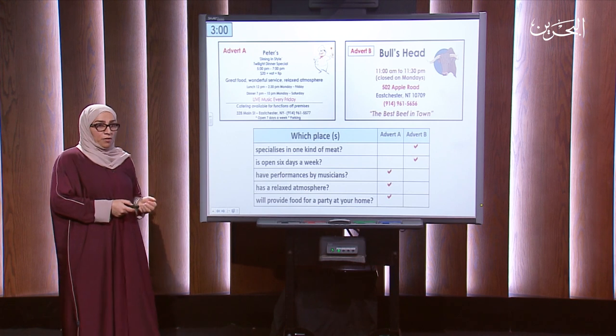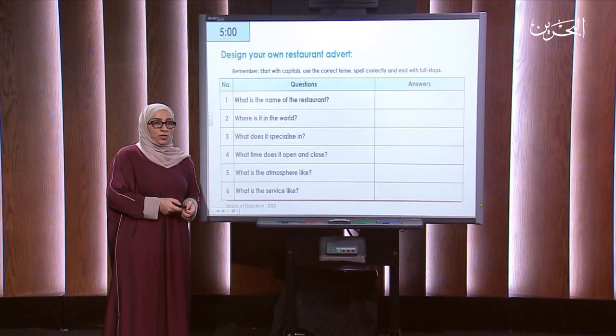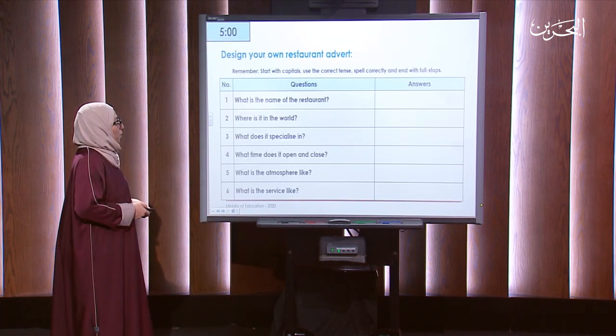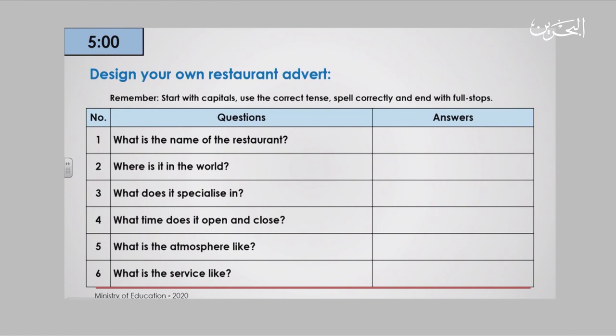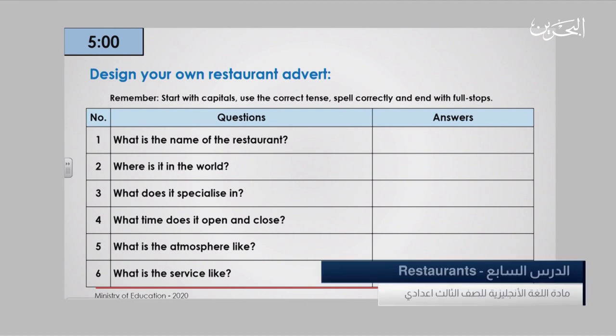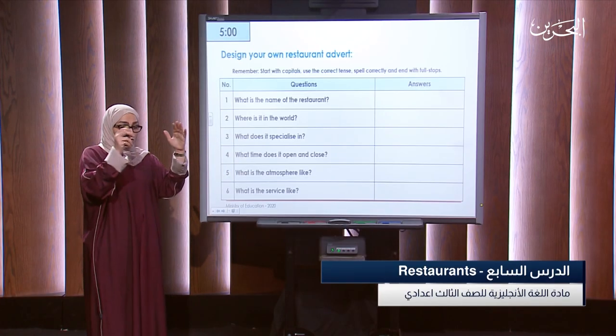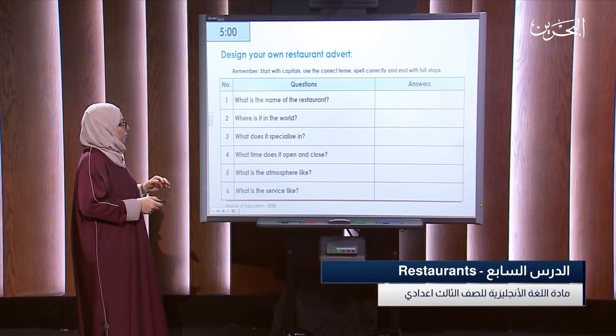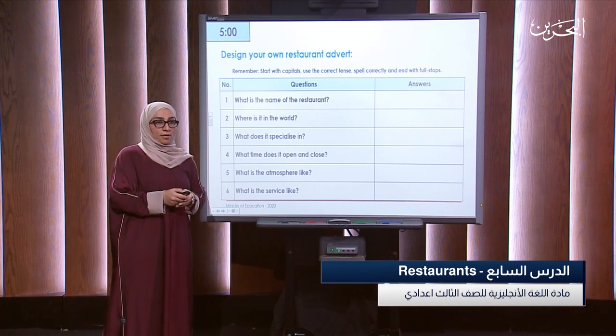Let's go on with our lesson. Task two. Design your own restaurant advert. Remember, start with capitals, use the correct tense, spell correctly, and end with full stops. Here are the questions you can answer to help you design your own restaurant advert. Let's go through the questions together.